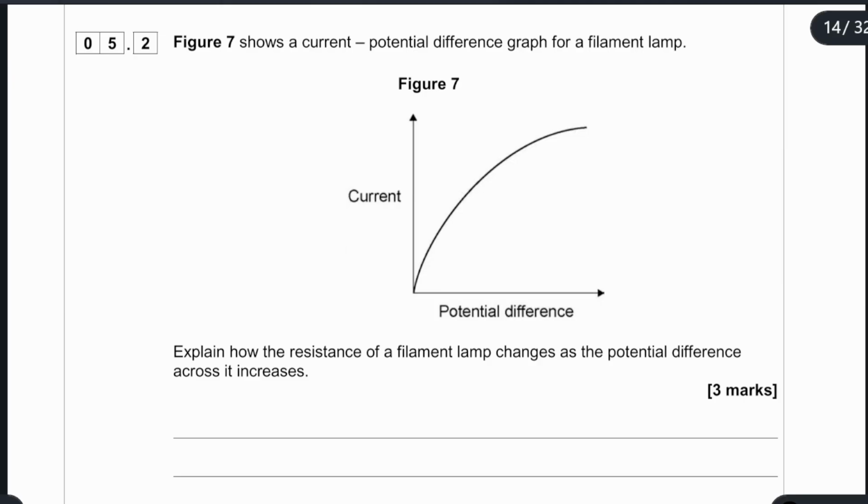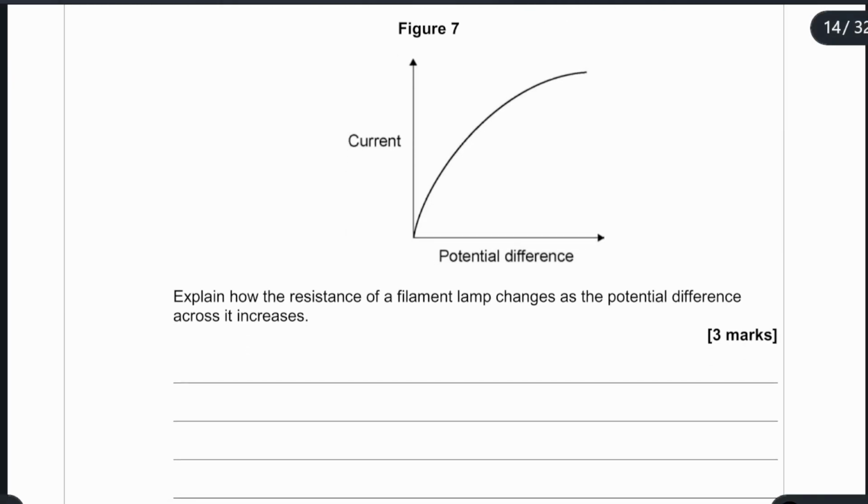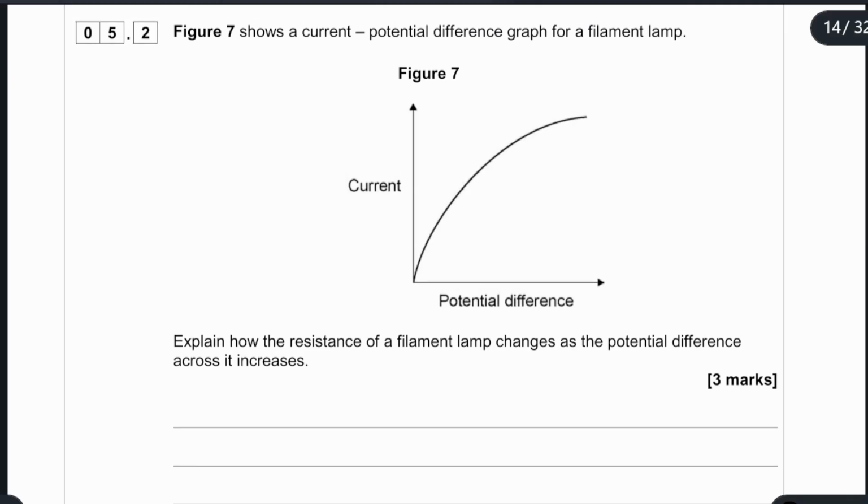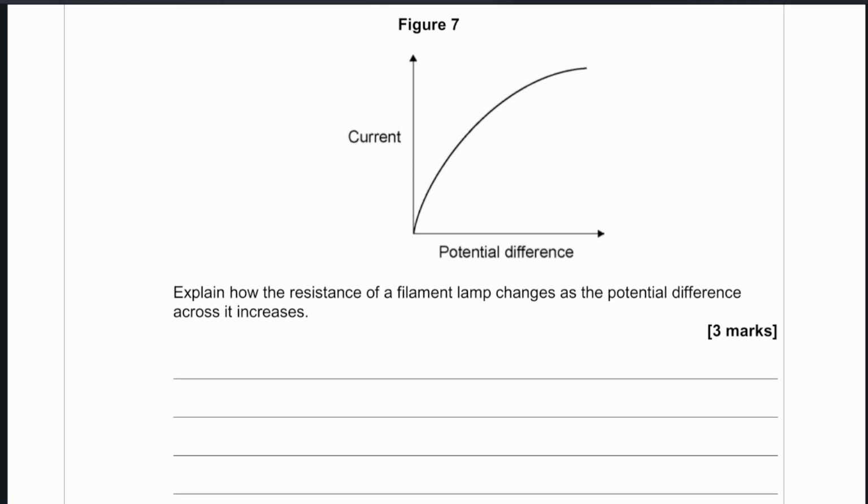5.2 then, figure 7 shows a current potential difference graph for a filament lamp. Explain how the resistance of a filament lamp changes as the potential difference across it increases. So what we can see is that when the current increases, the temperature of the filament lamp also increases, and that causes the resistance to increase.